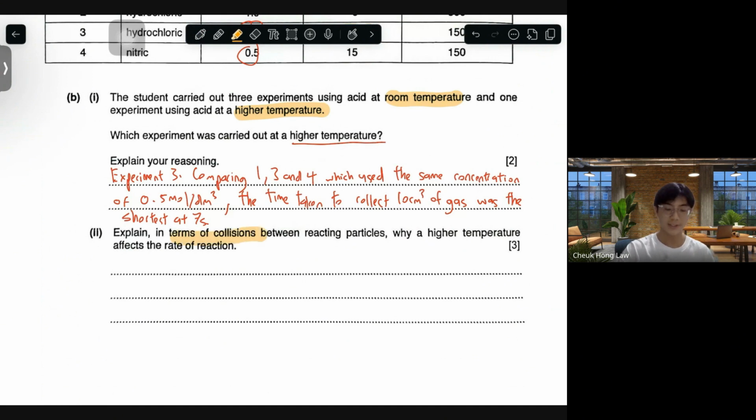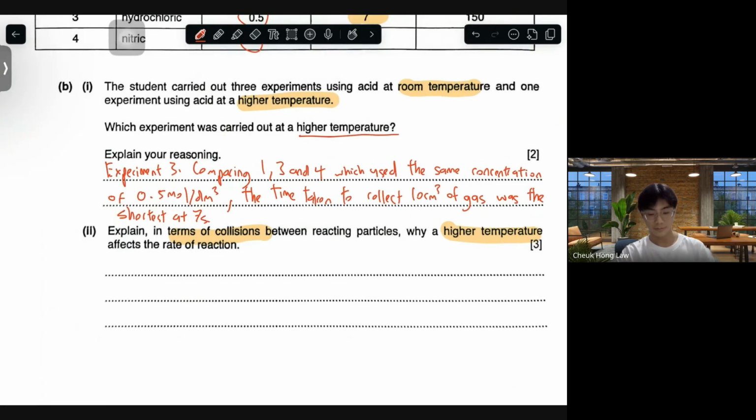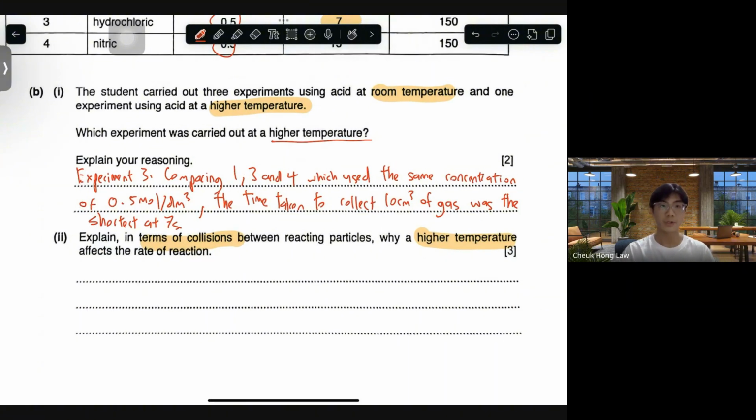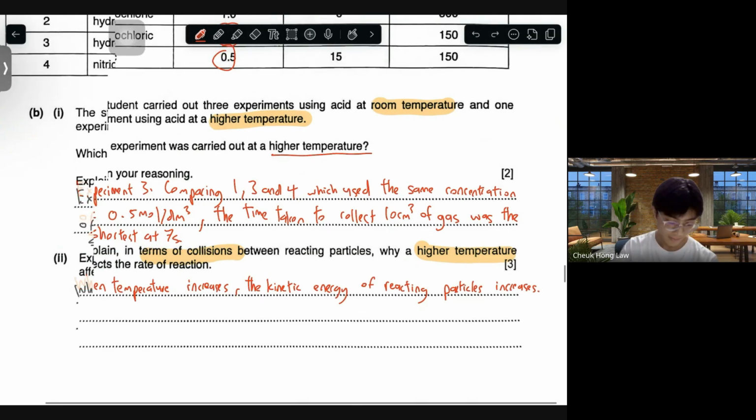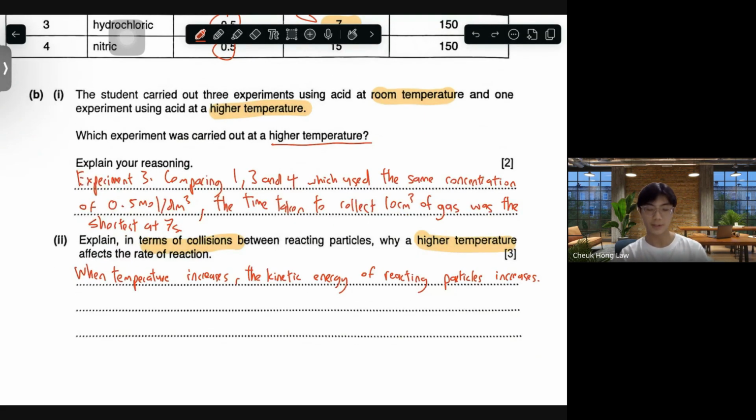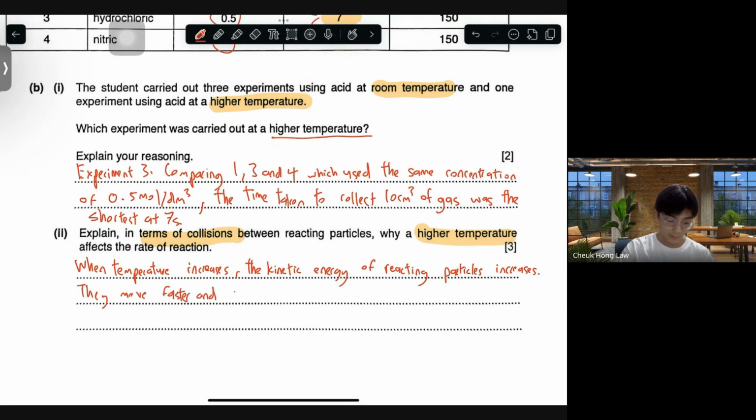Explain in terms of collisions between reacting particles why higher temperature affects the rate of reaction. This one is 3 marks. Temperature is by far the hardest one to explain because there are 2 explanations. Firstly, when temperature increases, kinetic energy increases. Just like in the second video you saw just now, you can see the kinetic energy of the people increasing. So the kinetic energy of reacting particles increases, which means they move faster and collide more frequently. This is the first reason.